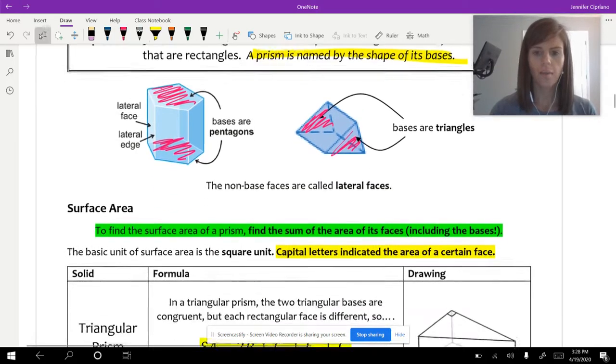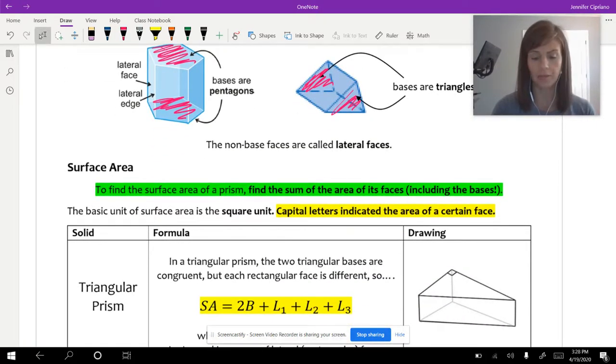So when we talk about prisms and all solids, really, we're going to be focusing on two special characteristics of them: their surface area and their volume. The surface area is simply the area of the entire surface of the prism. So if we found the area of all of the sides of the shape and added those together, including the bases, that gives us the surface area.